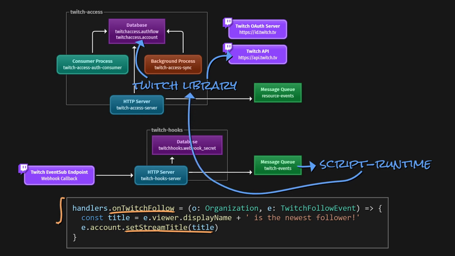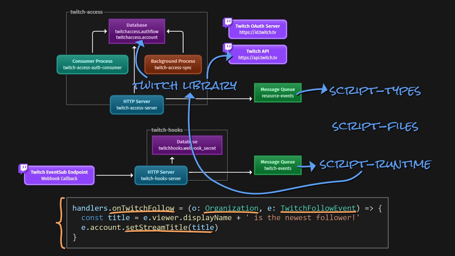Since scripts like this are written by users, we'll need something to manage each organization's script files. And when a user is writing scripts, they're calling out to code that's unique to their organization, and that's generated based on the set of resources in their organization. So we need some kind of service that can respond to resource changes and generate these script types. If that's the case, then we might end up with 3 new services to add to our architecture.